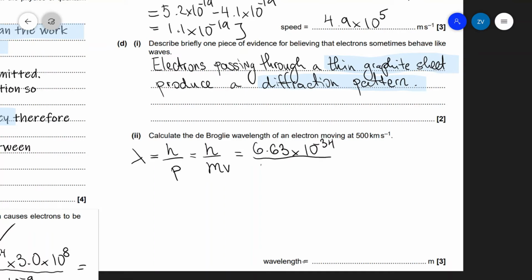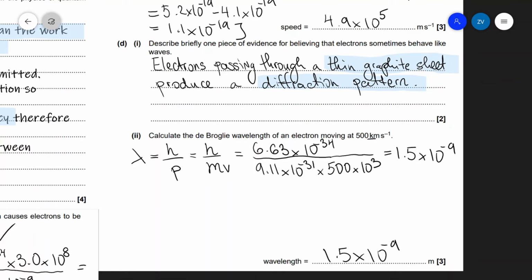m is the mass of a single electron, 9.11 times 10 to the power of minus 31, times the speed, which is 500 kilometers per second. Just underlining the kilo to not forget to include that factor of 10 to the power of 3, so 500 times 10 to the power of 3. If I was to put this into a scientific calculator, I'm going to get about 1.5 times 10 to the power of minus 9. So this is a tiny wavelength. So let's write that over here, 1.5 times 10 to the power of minus 9 meters.